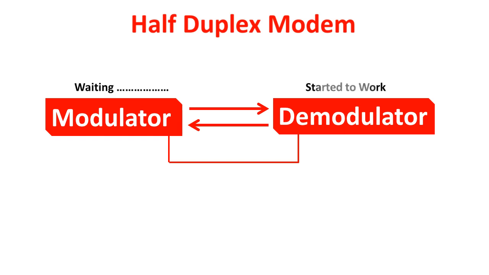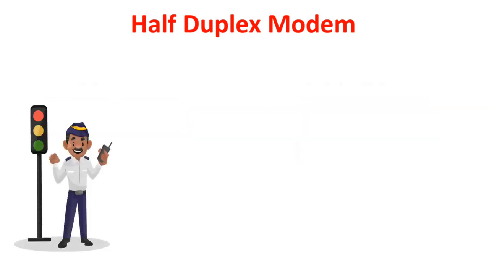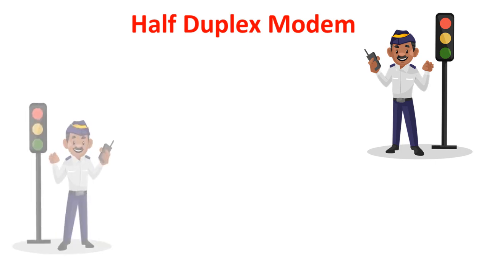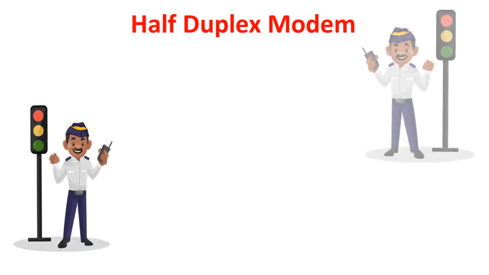The example of a half duplex modem is walkie-talkie. We have observed that traffic police use walkie-talkie to control traffic regulation on road. In walkie-talkie, two traffic officers cannot participate together at the same time. One officer has to wait until the other officer completes sending the verbal message.